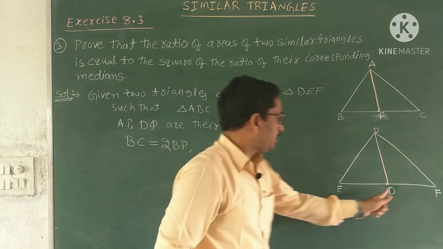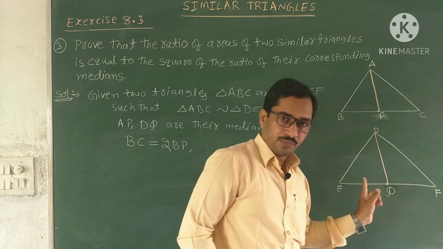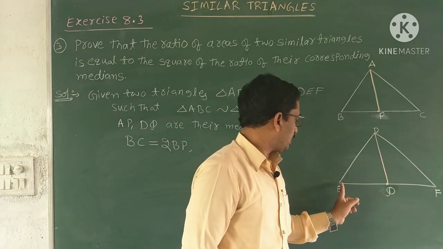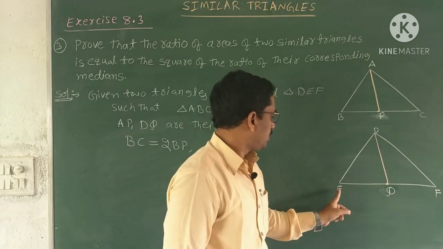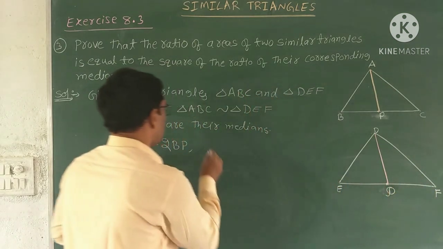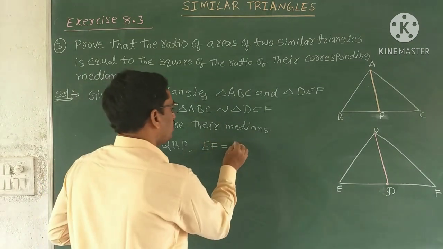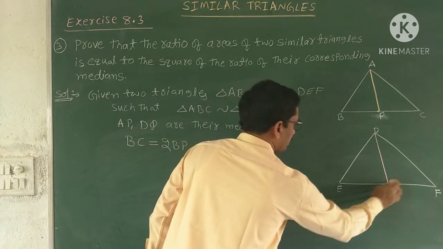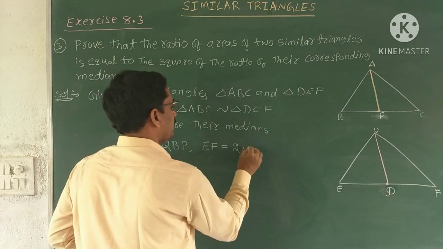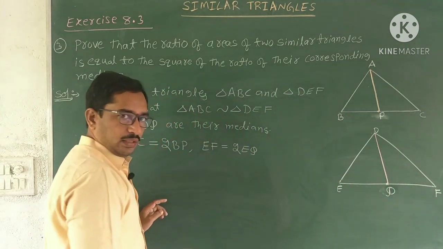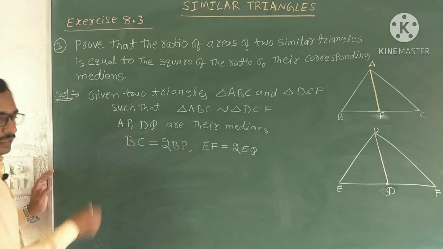In the same way, Q is the midpoint of EF, then the complete length EF is written as 2 into EQ. So EF equal to 2 into EQ. Next, so this is given data.